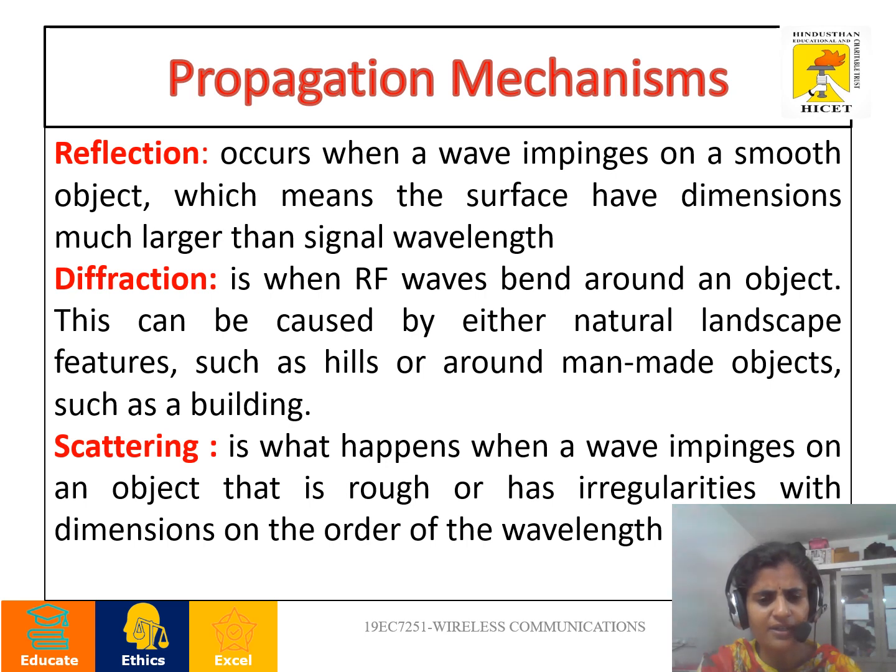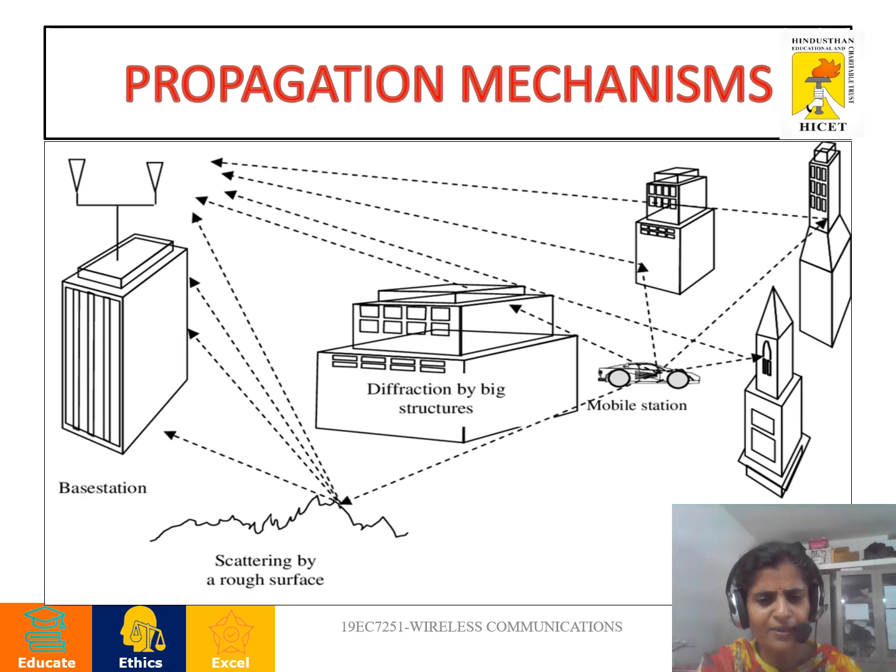The next mechanism is scattering. Scattering happens when a wave impinges on an object that is rough, or has irregularities with dimensions lower than the signal wavelength. This diagram shows the combination of reflected, scattered, and diffracted waves. The signal coming out of the transmitting antenna is a single signal, and it is taking different paths, either through reflection, diffraction or scattering, and then being received at the other end.